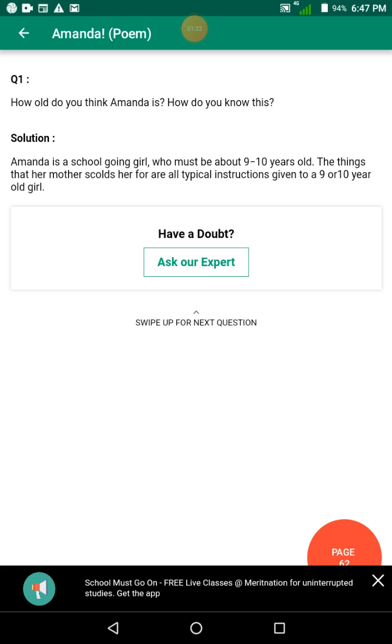So, out of the instructions given to the girl, we are able to understand that Amanda is a school-going girl who is about 9 to 10 years old because the instructions are very typical to it. Clear, children? Can you write the answers, question and answer? How old is Amanda and how do you know this?